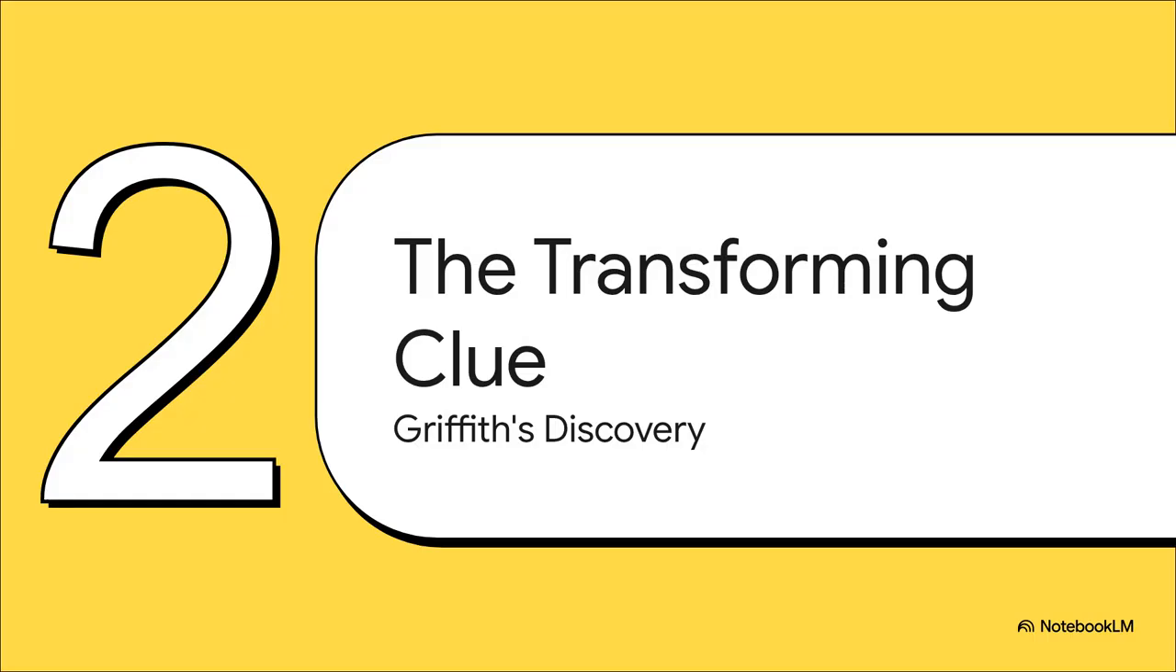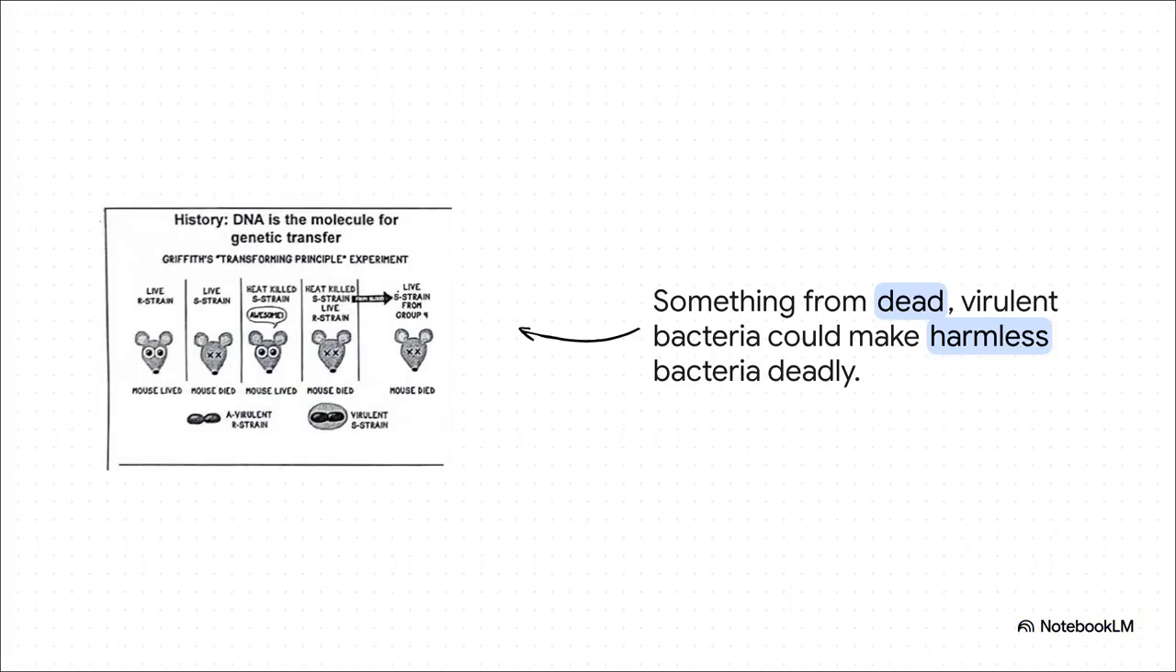So, the first real break in the case came pretty unexpectedly in 1928 from a British pathologist named Frederick Griffith. The funny thing is, he wasn't even looking for the genetic material, but his experiments with pneumonia-causing bacteria were about to uncover a pivotal clue. Griffith's experiment was just so elegant.